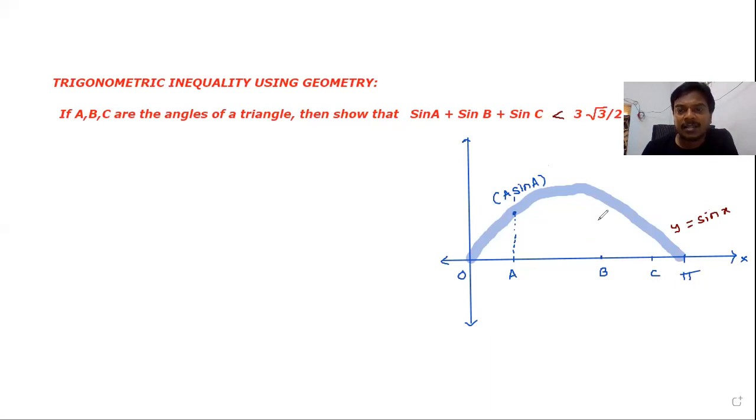In the same way, if you give input B, then the corresponding point on y equal to sin x becomes (B, sin B). Similarly, by giving input C, the point is (C, sin C) on the graph. Okay. Now I am going to join these 3 points. The points are clearly lying on the graph of y equal to sin x.